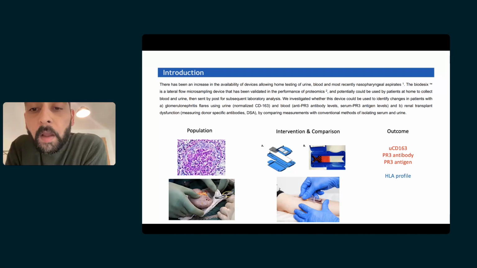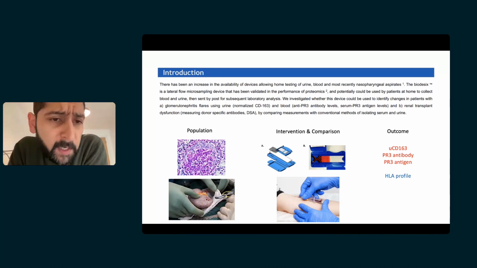The other comparison was urine, in that we used the Biodesix device to acquire urine and separate out the cellular and non-cellular components. On these samples, we performed ELISAs to look at urinary CD163 and compared these results with whole urine that had subsequently been spun down and put into an ELISA plate.